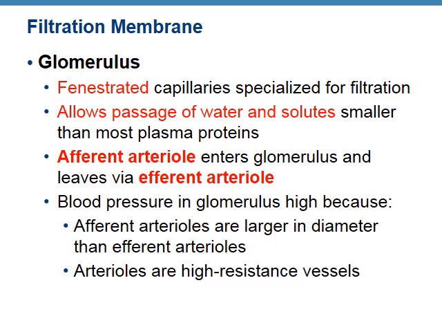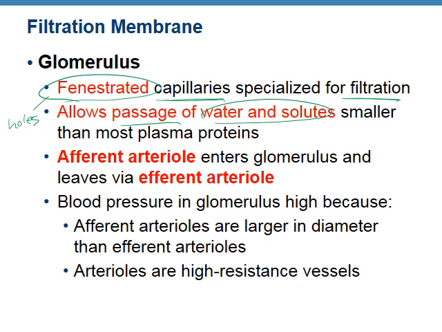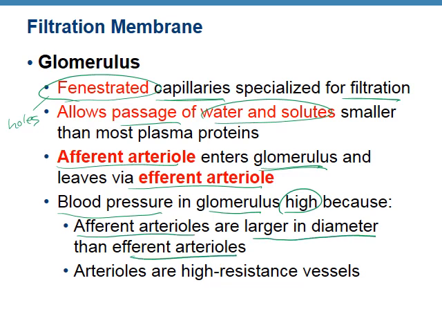Kind of just the words of what we just saw. The fenestrated capillaries allow for specialized filtration, right? These have holes. They allow for the passage of water and solutes. The afferent arteriole enters the glomerulus capillaries and the efferent arteriole exits. The blood pressure in the glomerulus is high because the afferent arterioles are larger than the exiting efferent arterioles. Arterioles are high resistance vessels.